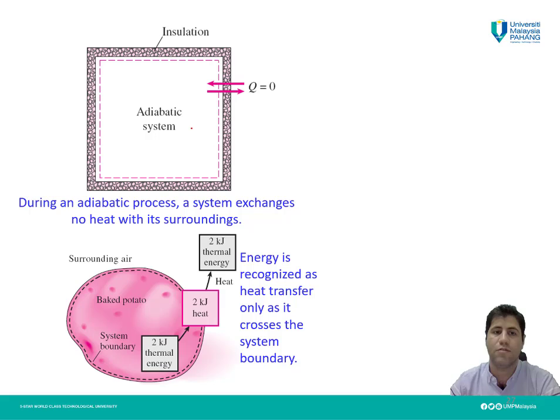And if we have insulation, an adiabatic system means we don't have any transfer between system and surrounding by using this insulation material, then the only method for energy transfer is work by the system or on the system. So during an adiabatic process, the system exchanges no heat with its surrounding. And you should notice we only recognize this energy transfer from the system to surrounding if the heat transfer happens through the boundary of the system.